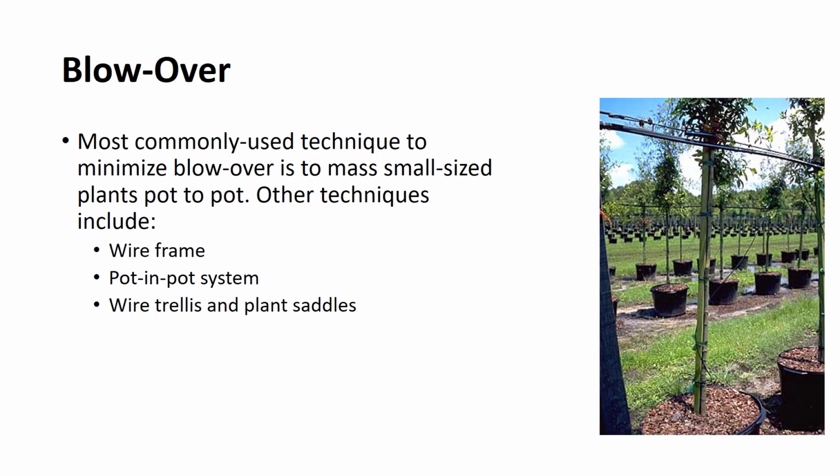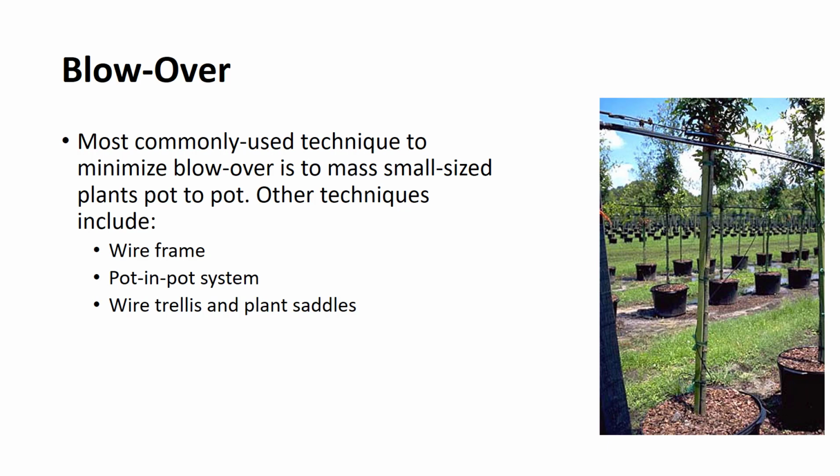The blowover of container-grown plants is a serious problem in container production and windy production areas. Most container-grown plants blow over due to lack of stability resulting from the use of lightweight growing medium and the size of the plants. The most commonly used technique to minimize blowover is to mass small-sized plants pot to pot within the growing area. However, as the plants grow and need to be spaced apart, the chances for blowover are increased. One or more of the following techniques can be used to stabilize the plants and to minimize blowover.